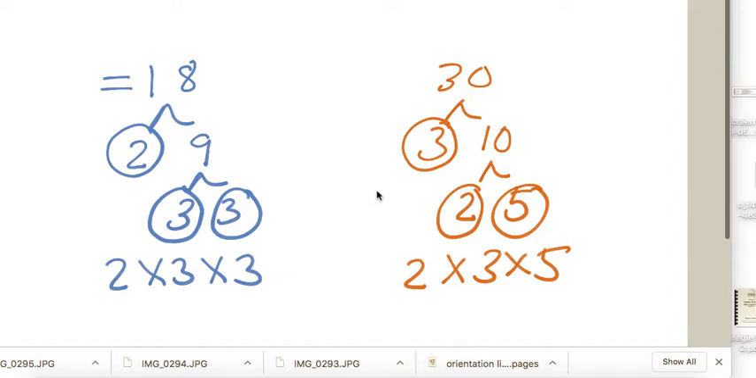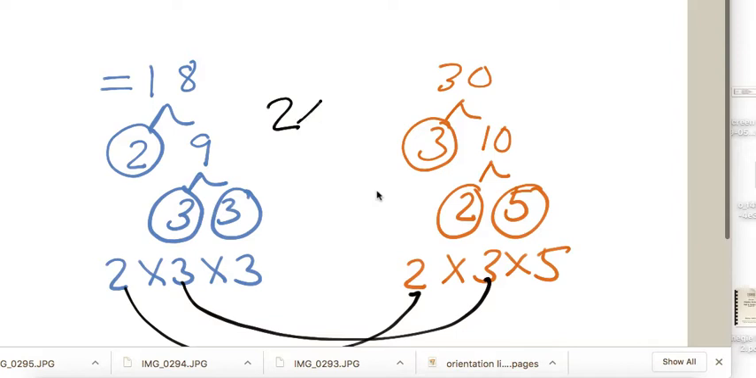And now at this point, sometimes I know in your homework they ask you to make a chart. I don't want you to do that. You can just cross them out like we've been doing. I see, do I have any matches? Yes, I have a 2 and a 2. So I write that number up here. Then I also have a 3 with a 3, so I write that number up in a multiplication problem.